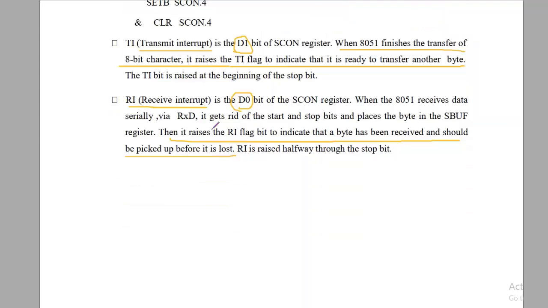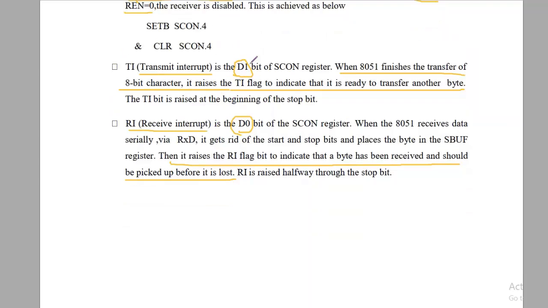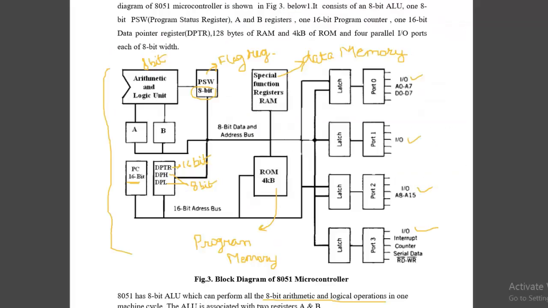Next is the transmit interrupt, that is the D1 bit of the SCON register. When the 8051 finishes the transfer of an 8-bit character, it raises the TI flag to indicate that it is ready to transfer another byte. Next is the last one, RI, that is receive interrupt. It will raise the flag bit to indicate that a byte has been received and should be picked up before it's lost. So guys, I think that finally you are able to understand the complete working of 8051 serial communication.